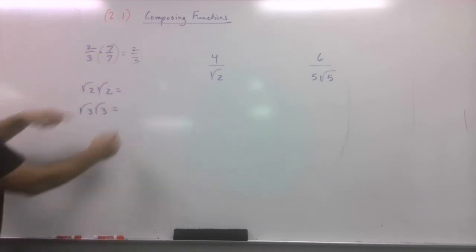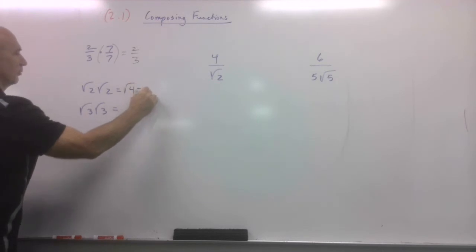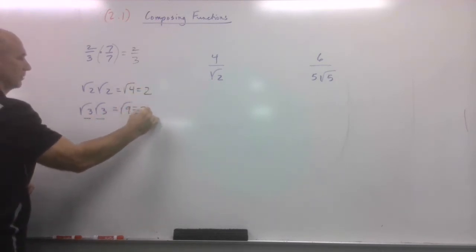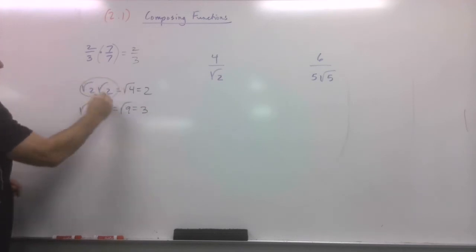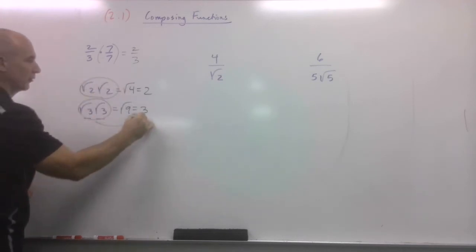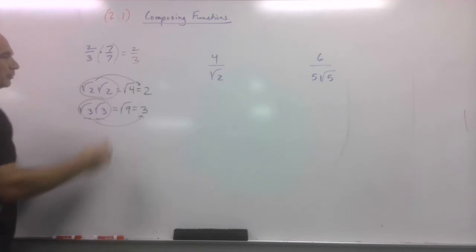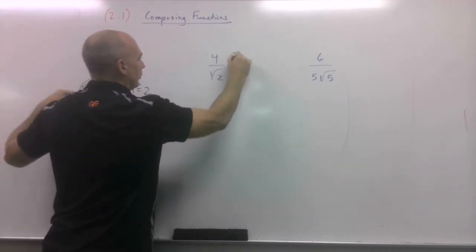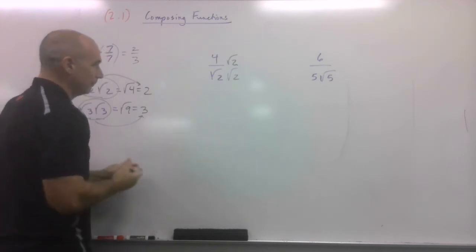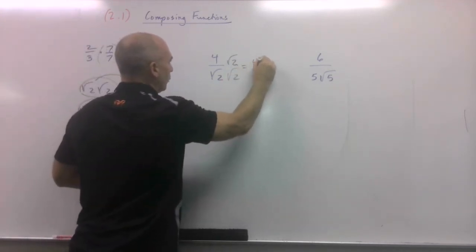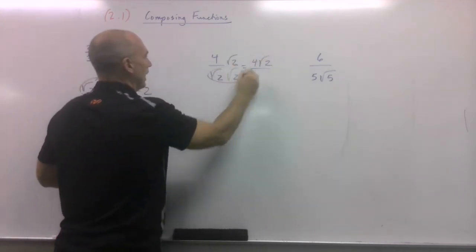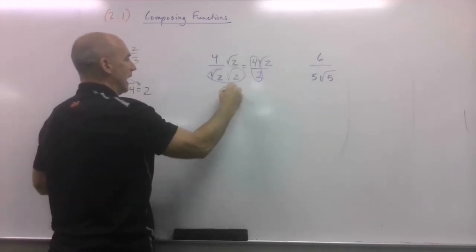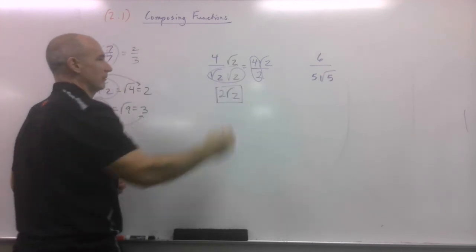Square root of 2 times the square root of 2 is actually the square root of 4, which is 2. Square root of 3 times the square root of 3 is the square root of 9, which is 3. Notice if you square a square root, the roots fly off. What's that telling me to do? Take a square root of 2, square root of 2, and here we go. 4 square root of 2 over 2. Now look at this. Can that be reduced? Yes. So that would be your final answer.